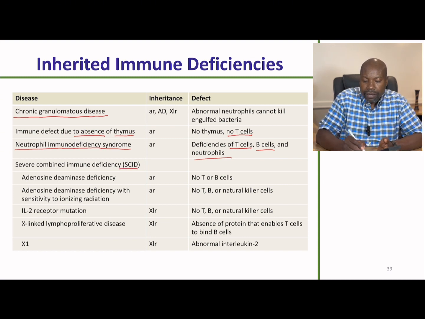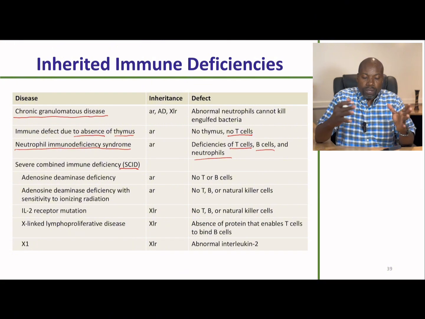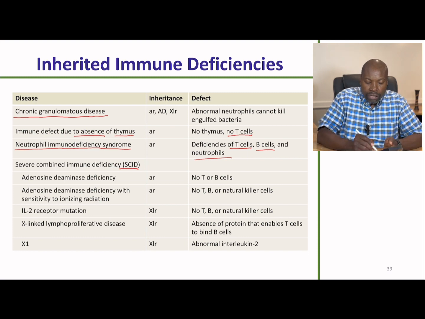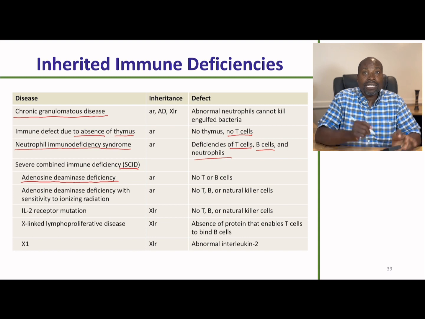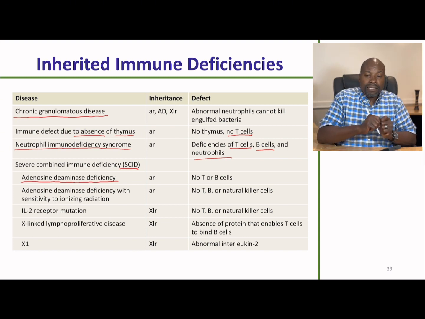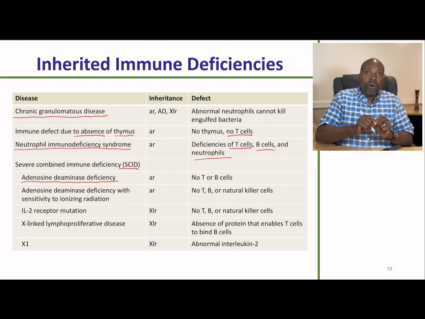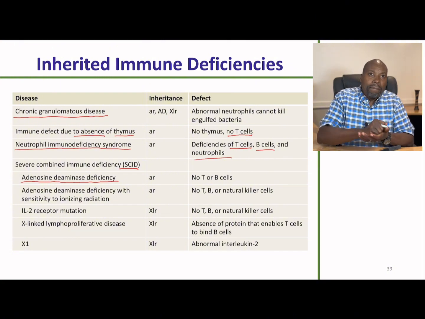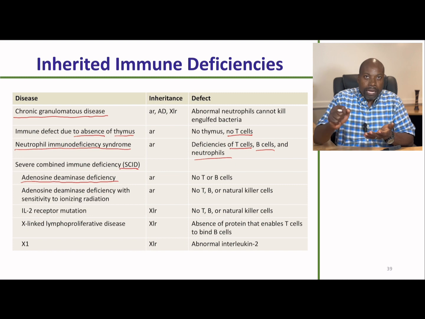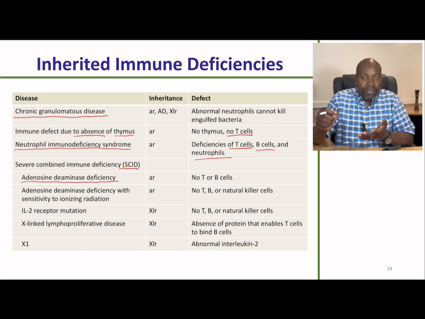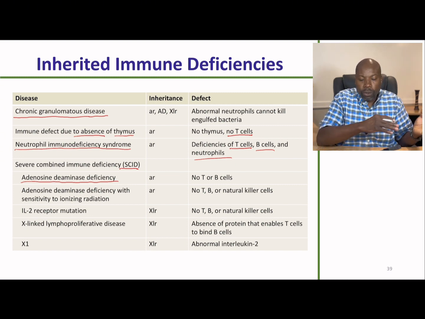The SCIDs are groups of immune issues, right? Including adenosine deaminase deficiency. Deaminase means that there is an enzyme which is supposed to do deamination, so take away the amino group from an amino acid, right? That enzyme is not there.